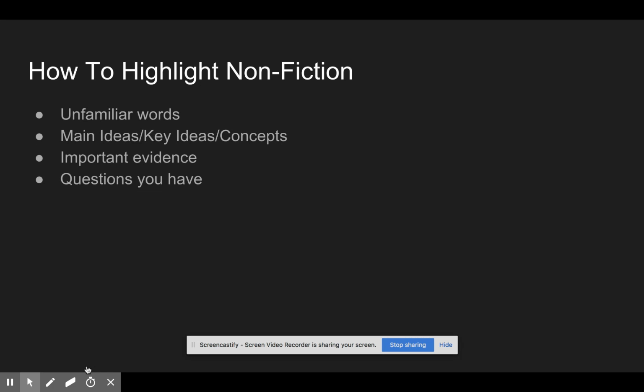However, when you're highlighting for nonfiction, some of the same ideas apply. You have to look for unfamiliar words. You have to look for main ideas, key concepts, or key ideas. Again, you want to look for important evidence. If there's a claim, then look for evidence that supports that claim. And then also note any questions you have.